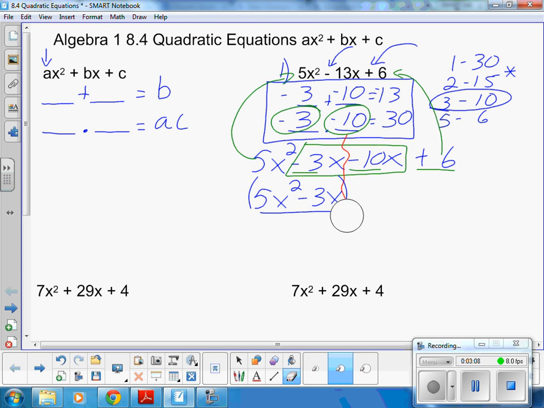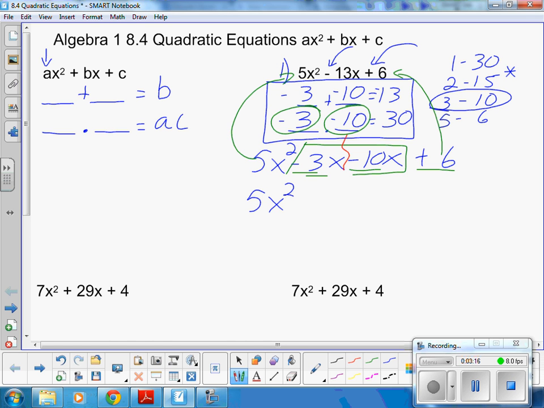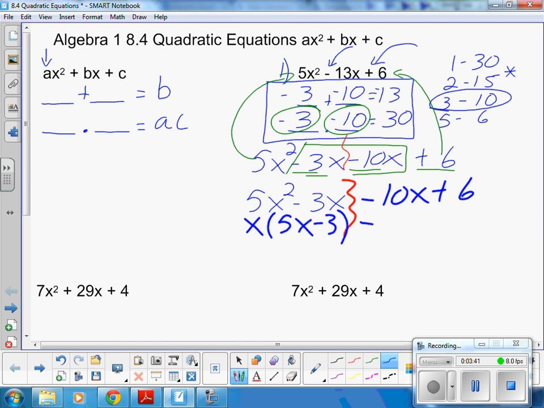I really shouldn't put that in parentheses, though. You might get confused there. So I have 5x squared minus 3x, and then I will do this here. And I have my minus 10x plus 6. So if I factor an x out, I have 5x minus 3. And over here, if I factor out negative 2, I will also have 5x plus 3.